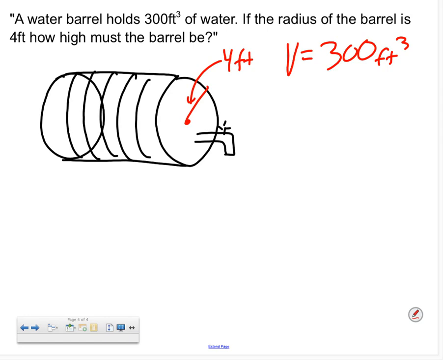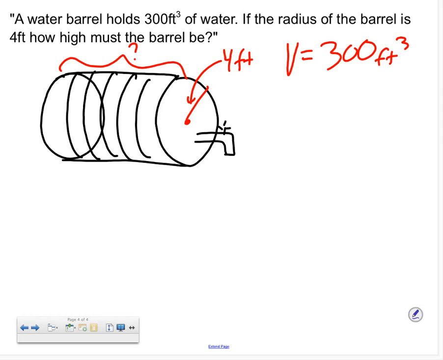What I'm asking for is actually the height. So I actually know my volume. I want to know how high, or in this case, how long if it's on its side, does the barrel have to be in order to hold that much water? Well, I'm going to go back to my formula, which I'll write down again here.